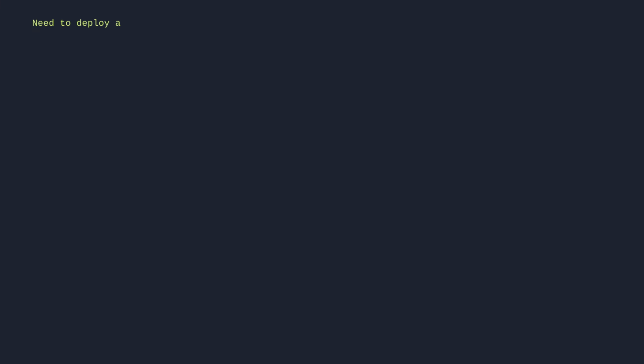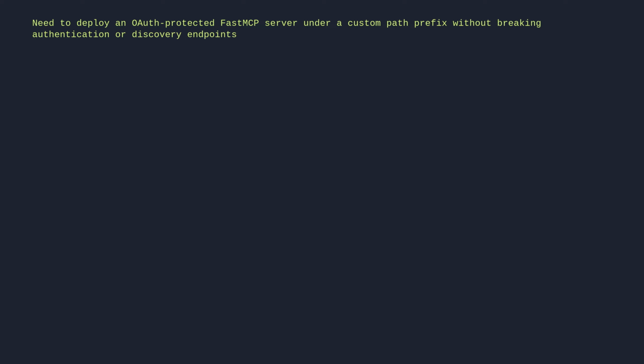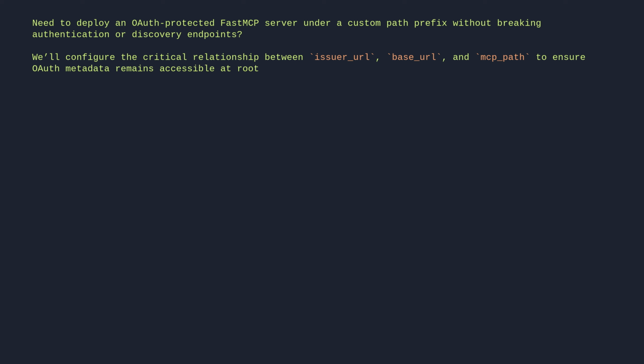Need to deploy an OAuth-protected FastMCP server under a custom path prefix without breaking authentication or discovery endpoints. We'll configure the critical relationship between issuer URL, base URL, and MCP path to ensure OAuth metadata remains accessible at root while operational routes use your chosen prefix.